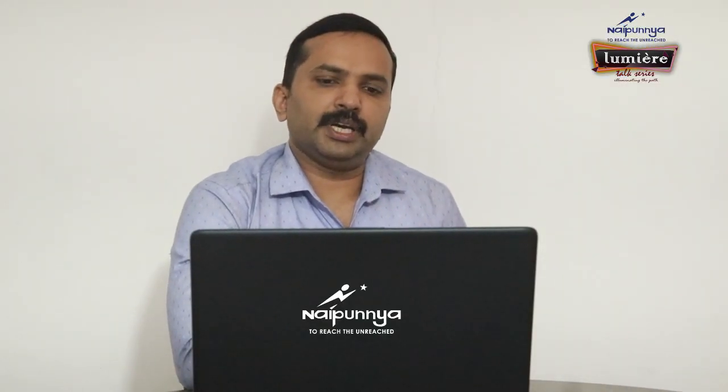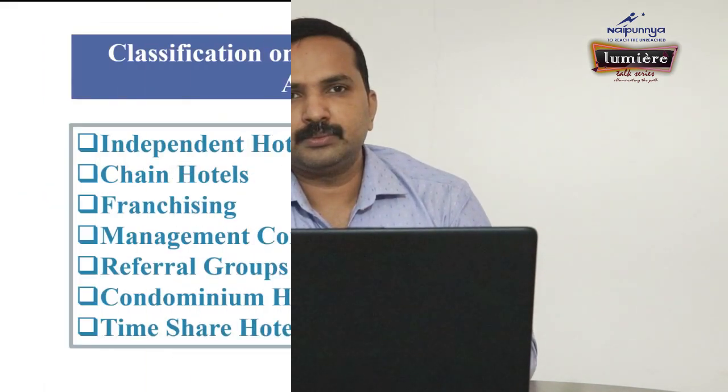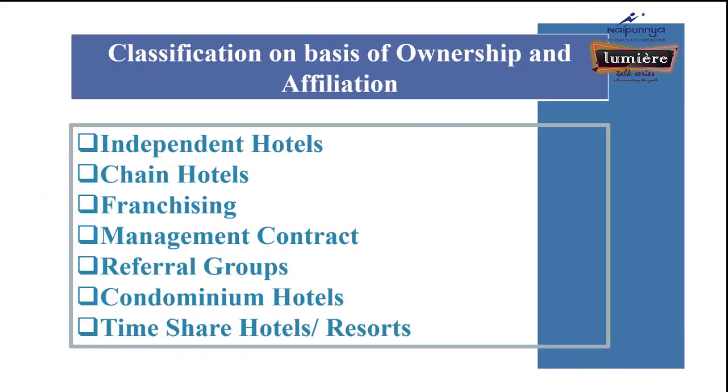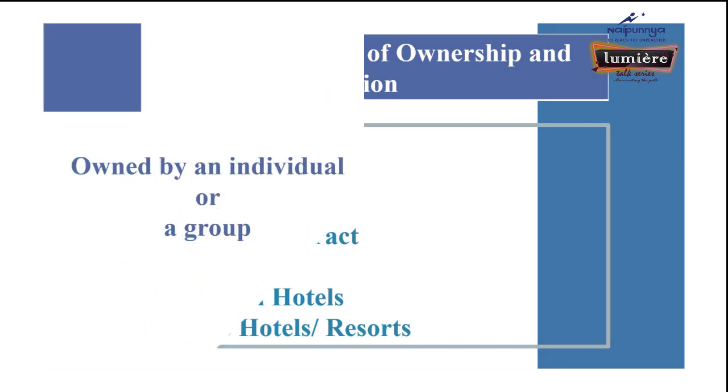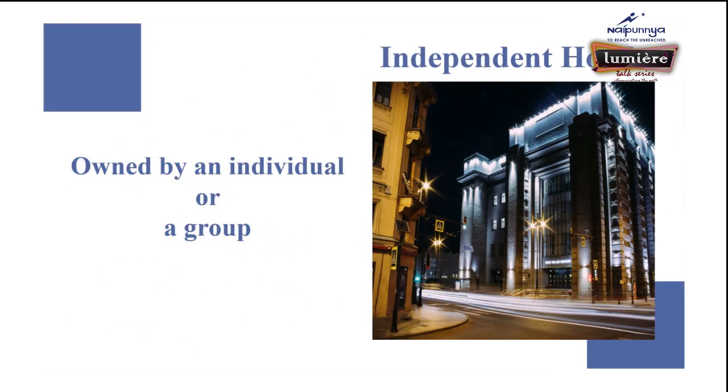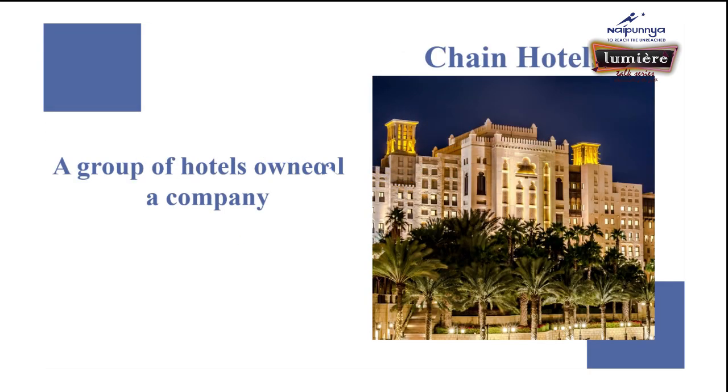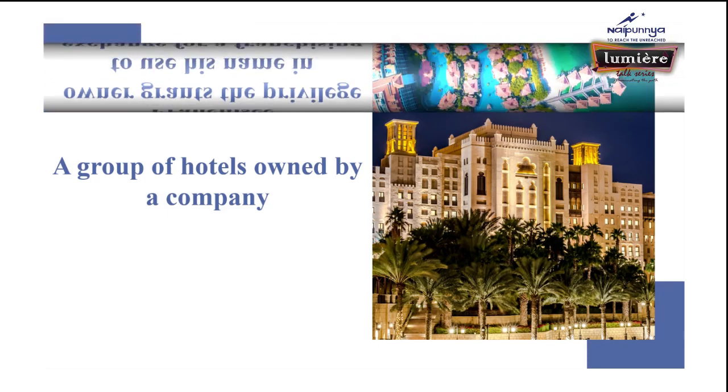We have another classification, that is classification based on management and affiliation. Hotels may be run by a single owner or may be operated by a company. Now let us see the classification on the basis of ownership and affiliation. Independent hotel. A hotel that is owned by an individual or a group is known as an independent hotel. Chain hotels. A group of hotels that are owned by or managed by one company is called a chain. Three or more hotels owned or managed by a company is considered a chain hotel.